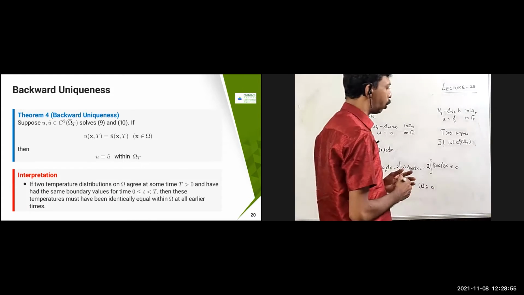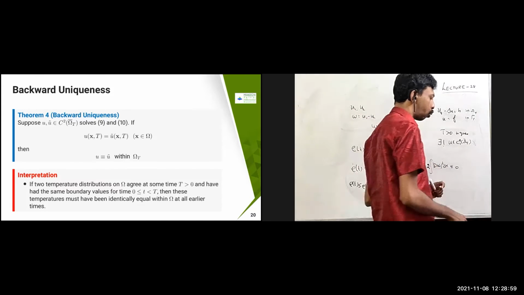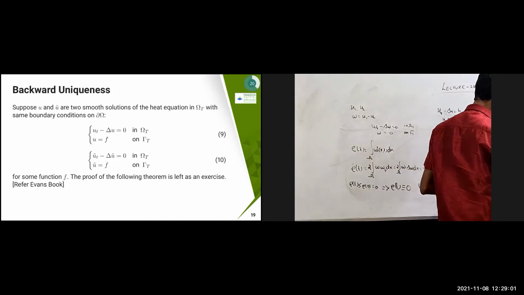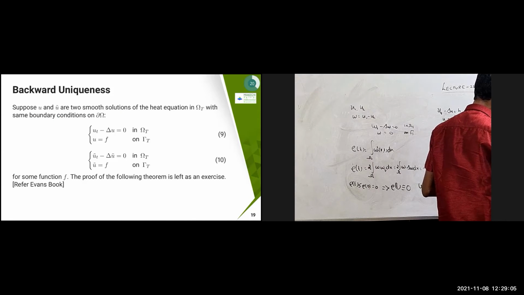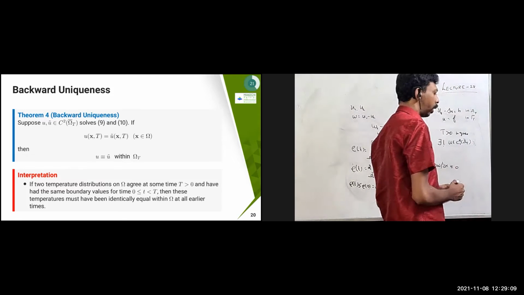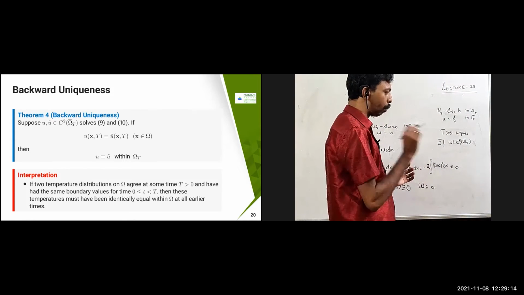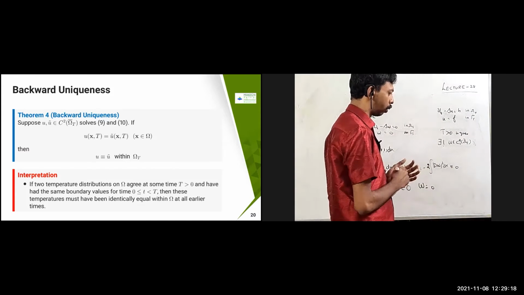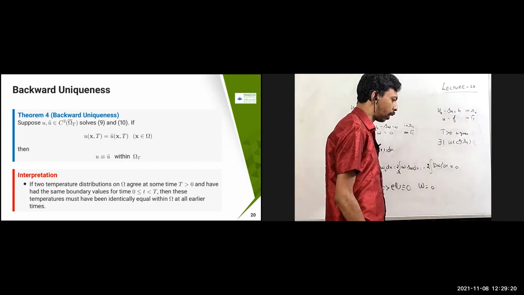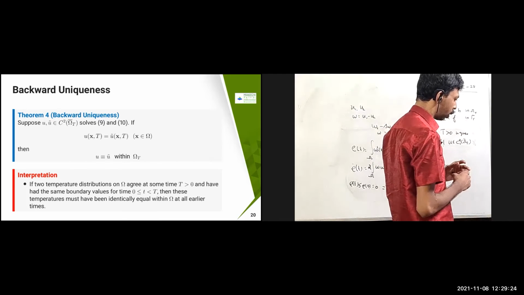Suppose u and u bar belong to C square on omega t, and they solve these two equations, 9 and 10. Both have the same kind of form, but you have found two smooth solutions. Then what you are going to claim is that if u equals u bar at time t, then u is going to be identically equal to u bar. That's what it is going to claim. This is left as an exercise which you can refer from Evans.